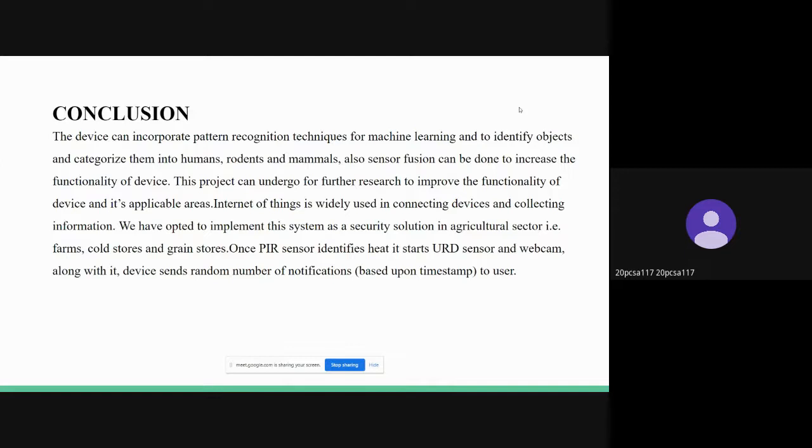The Internet of Things is widely used in connecting devices and collecting information. So we have opted to implement this system as a security solution in the agricultural sector, that is farms, cold stores, and grain. So the fourth industrial revolution was creating smart cities to provide solutions and opportunities to deal with these challenges. So smart security systems are mainly put to use nowadays and the future is dependent on that.